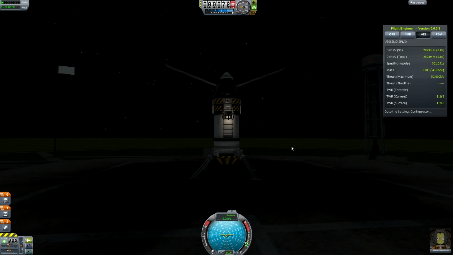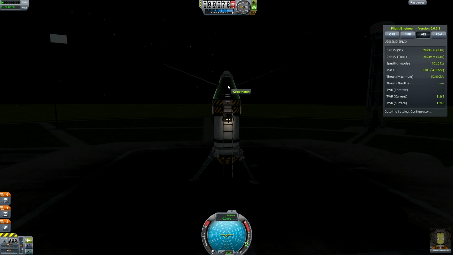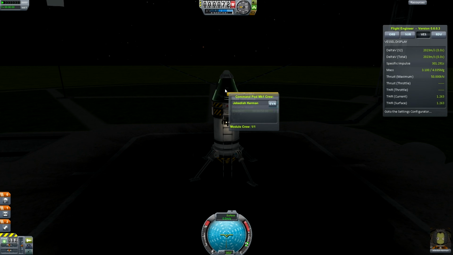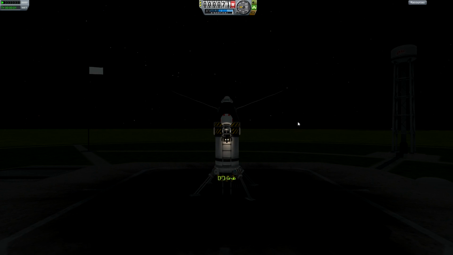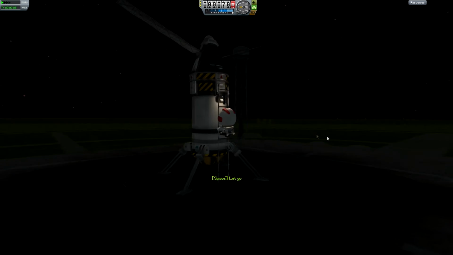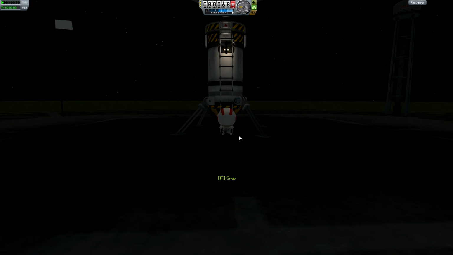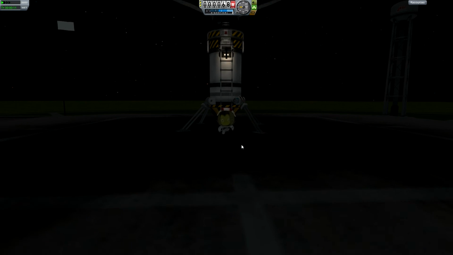So let's deploy the ladder, and just deploy everything, make sure nothing's clipping. You can then right click on the crew hatch, left click, go either. Press F to grab the ladder. We're just checking to make sure our little Kerbal can get off the ladder okay. Press space to let go.